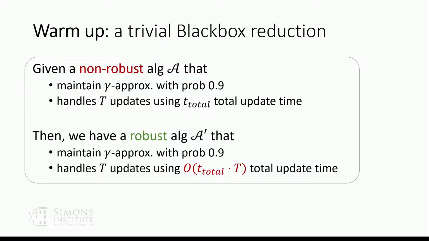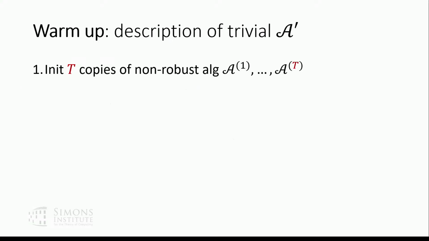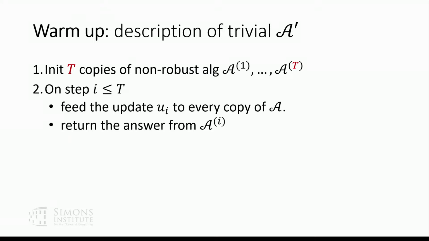Okay, let's see how to do this. We just do something almost trivial. That is, we initialize T many copies of the non-robust algorithm, A1 up to AT. And for each step i, we just feed the update Ui to every copy of A, and then return the answer of Ai at step i.